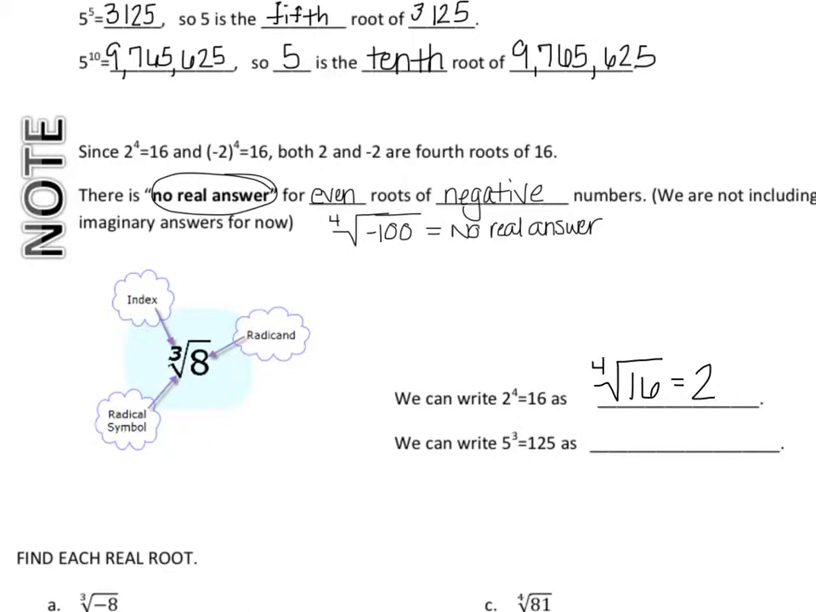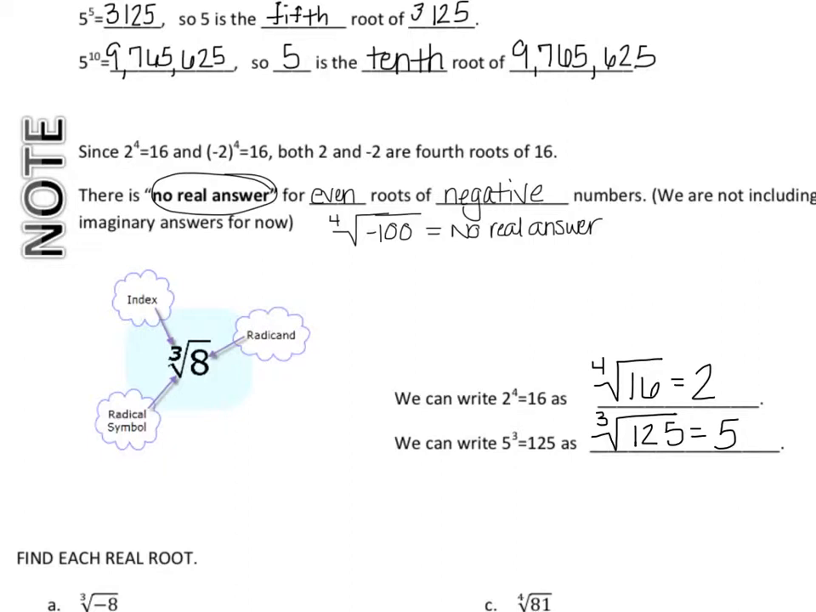All right, for the next one, what would be your index? 3. And your radicand. And then your answer would be 5. Yes, not 3. Oops. My bad. All right, thank you. Now question.